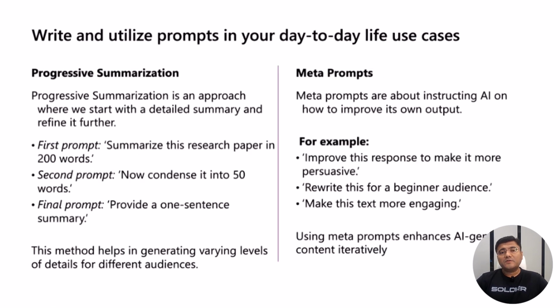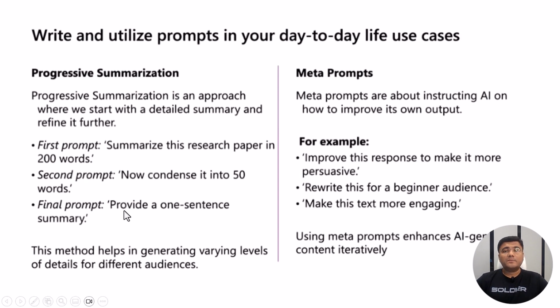There are also a few other things you can try, like progressive summarization, which is another prompt engineering technique, in which you start with a lengthy response. For example, I say in the first prompt, summarize this research paper in 200 words. Initially, you're going to get a response of 200 words. Then you give another prompt, condense this into 50 words only. So you're going to get a shorter summary of that.